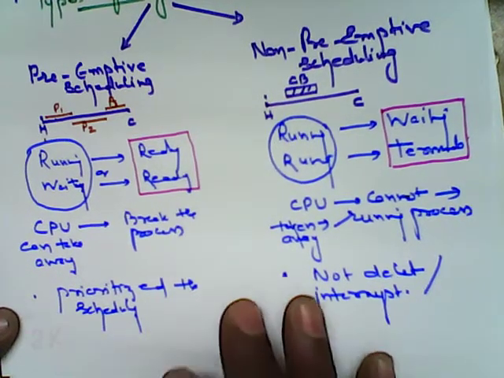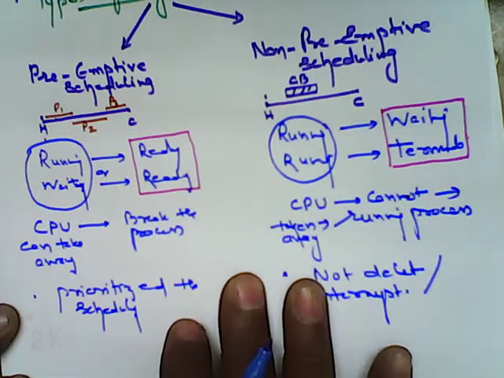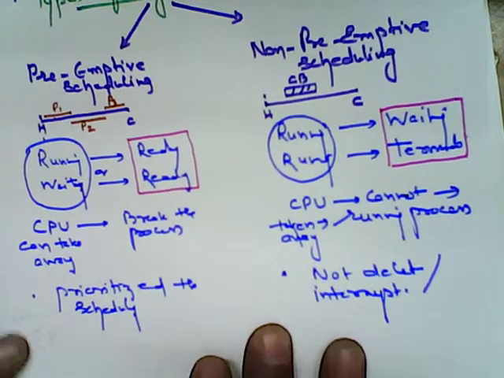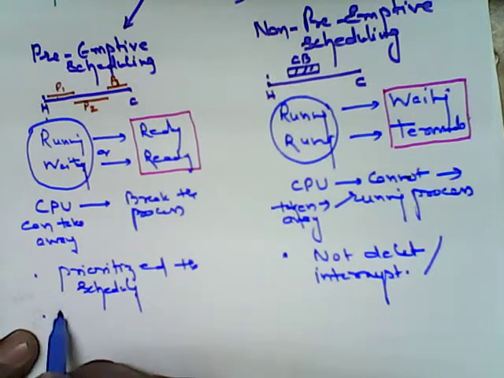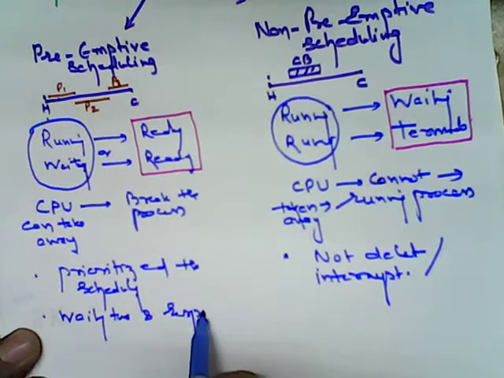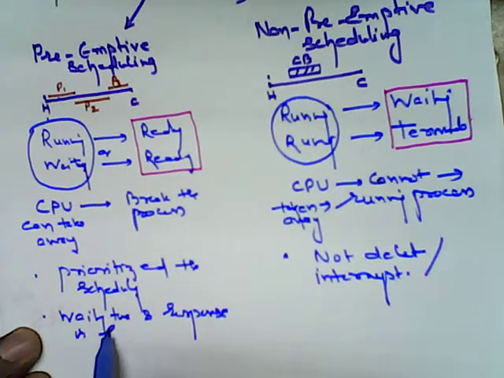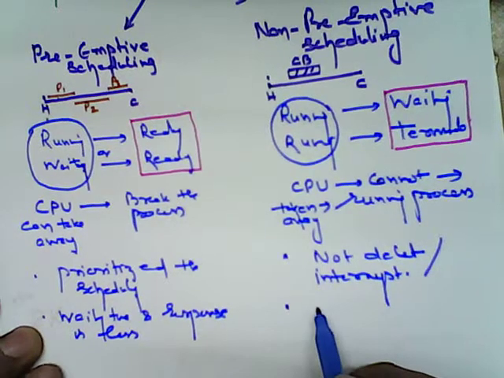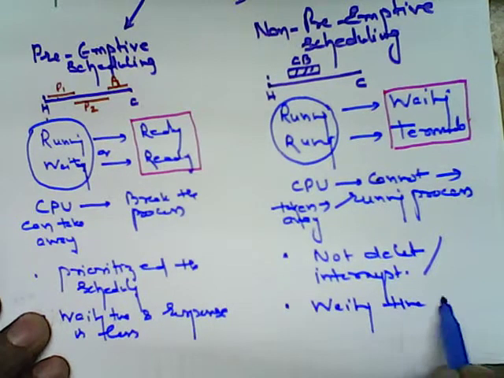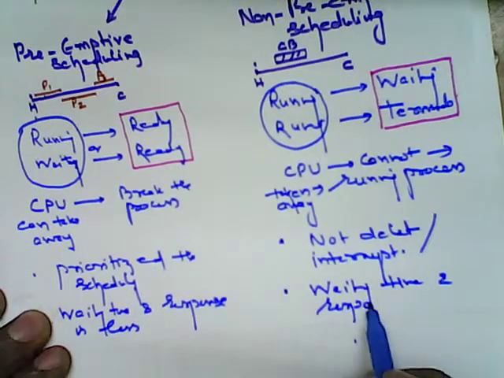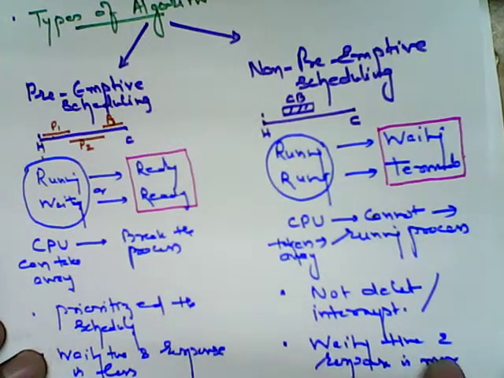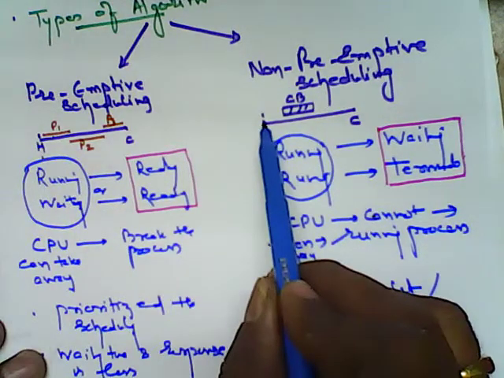In the preemptive scheduling, you have to remember that the waiting time and response time is less, whereas here you will find that waiting time and response time is more. Now why is it less and why is it more? Because once this particular process is completed, if a second process comes, it is waiting for this particular CPU, because CPU is processing.